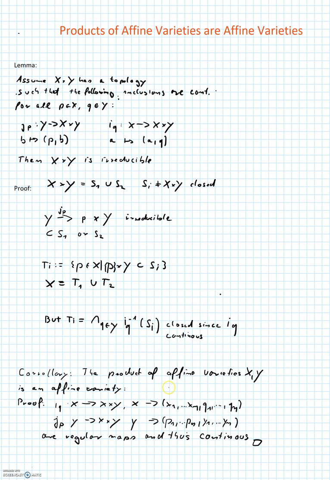Now to prove that the product of affine varieties X, Y is an affine variety, we just have to apply this lemma. For every q in Y, let the map i_q be the following map, as you can see here. And similarly, for every p in X, we define a map j_p. And both of these maps are regular maps and are thus continuous. And so the statement follows from the lemma.